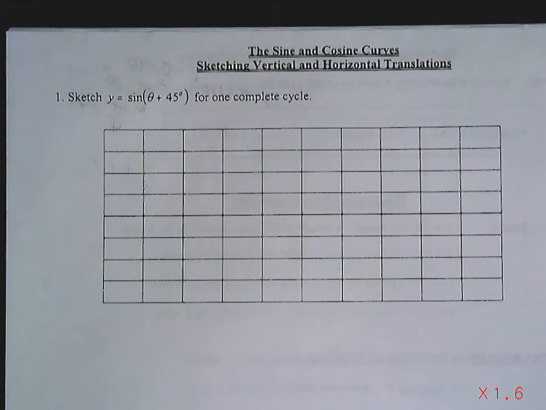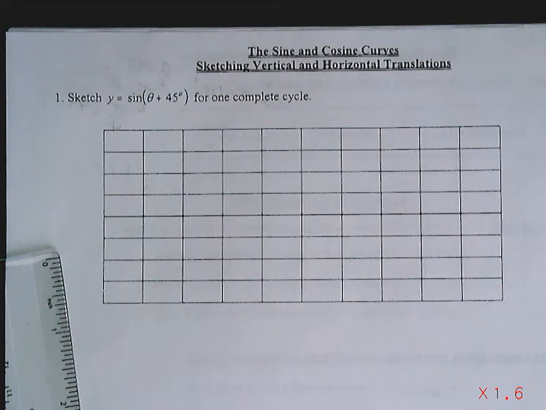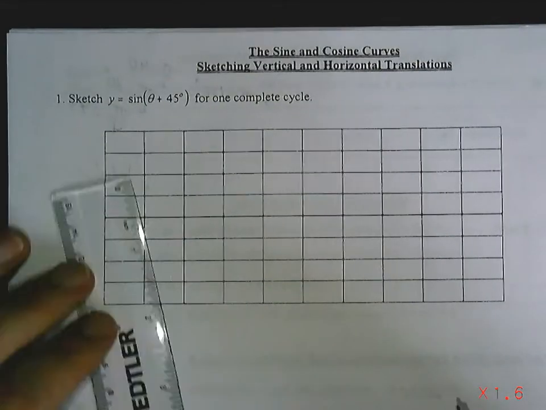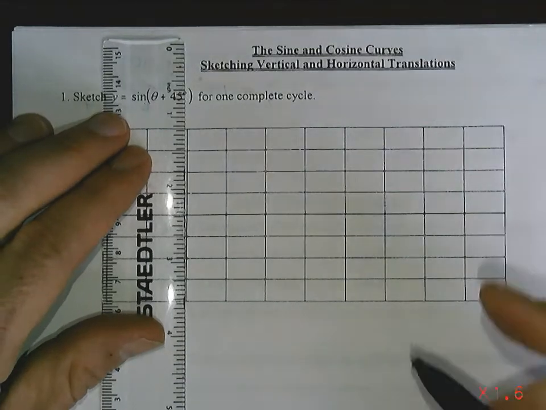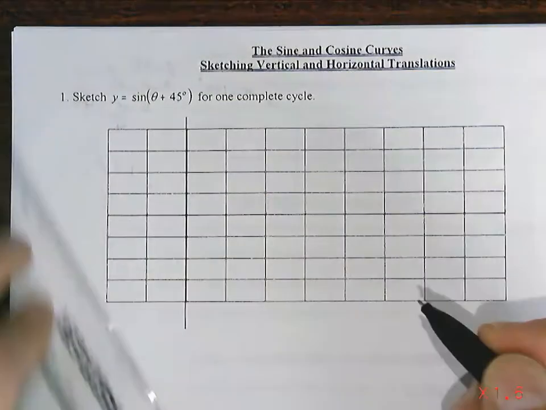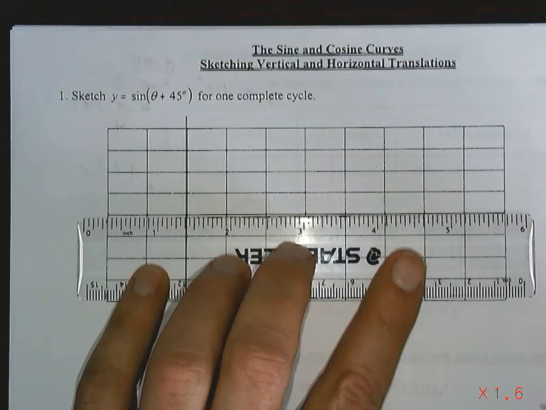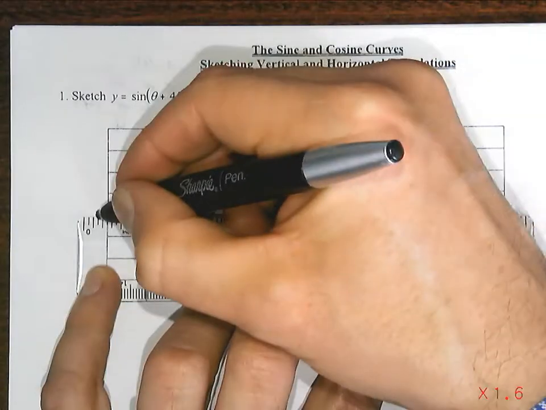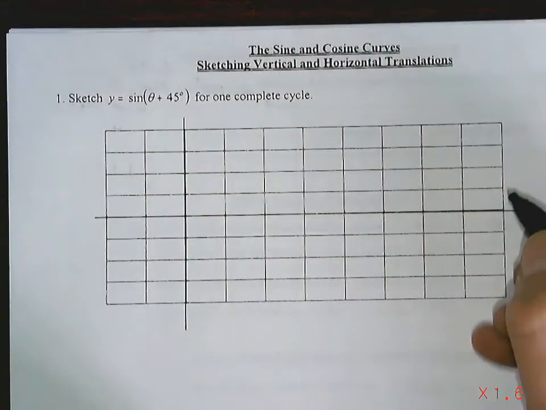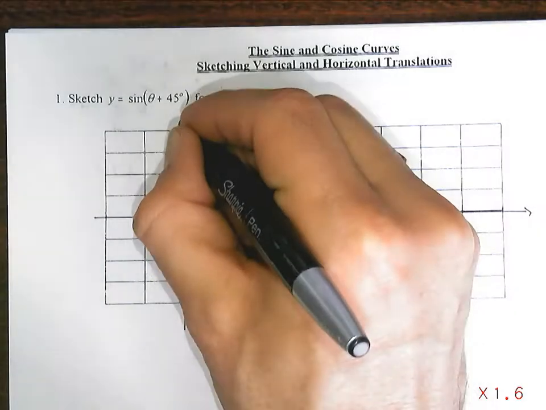So y equals sine theta plus 45. Sketch it for one complete cycle. Now, to be honest with you, I think the easiest way to do this is first to sketch your base curve and then shift it. So I do these differently than I did the other ones. I'm not the biggest fan of mapping notation with these. You certainly can if you want. Some teachers swear by it.